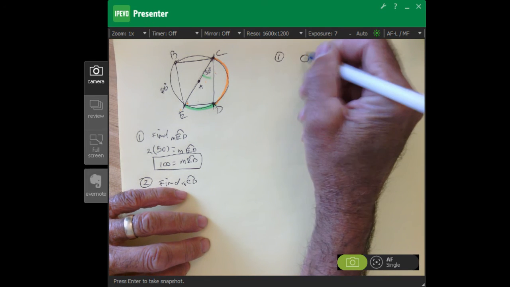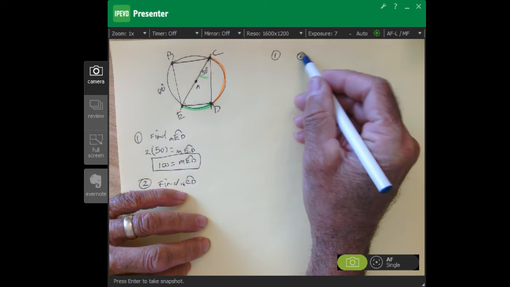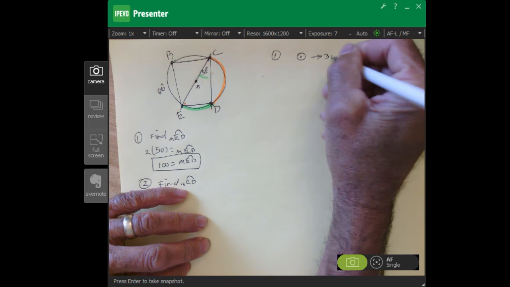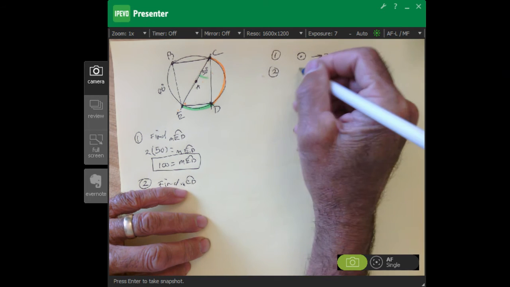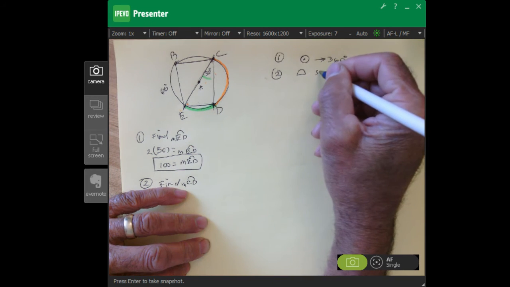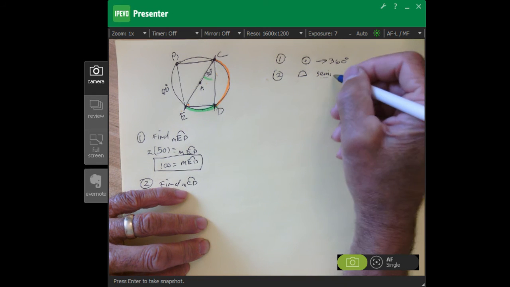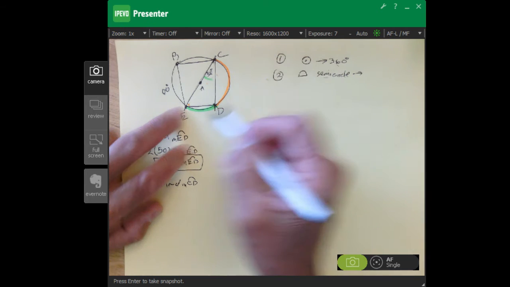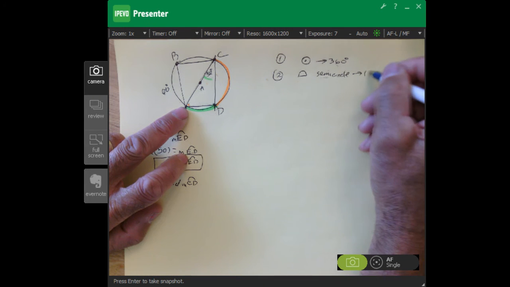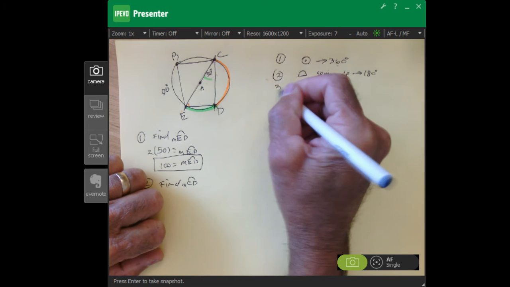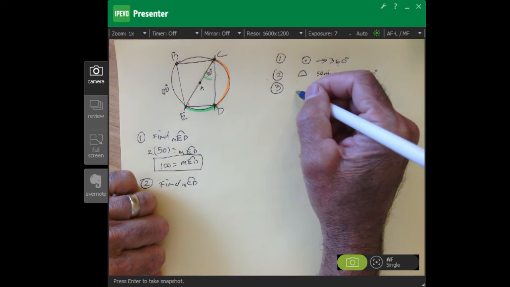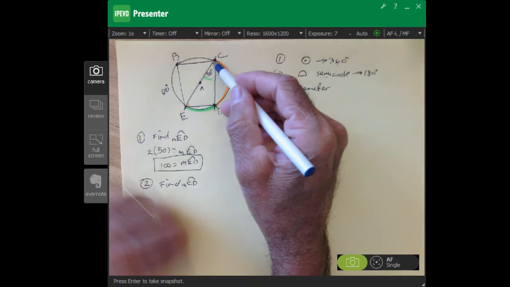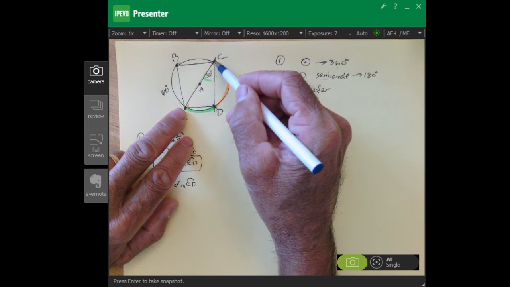So some of the basic stuff that you know: we're talking about arc measure right now, so a whole circle is 360 degrees. If you have a half circle, called a semicircle, well, half of 360, so instead of going all the way around, you only go halfway around, that's 180. If we see a diameter, then nobody has to tell us that it's a half circle.